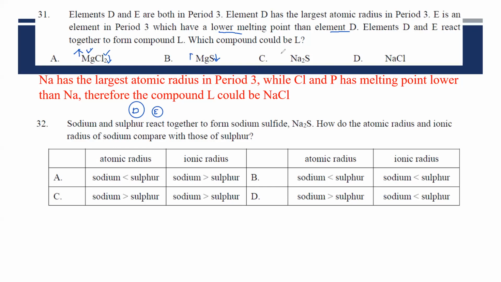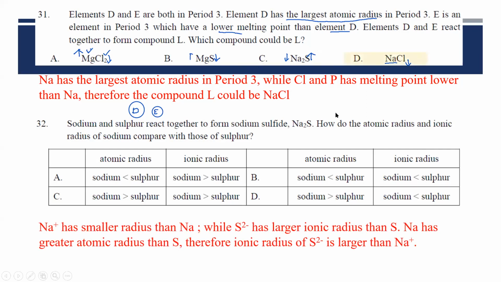And then as for C, sodium has a lower melting point than sulfur. And finally D, the largest atomic radius, the question already said largest, so it must be sodium. Furthermore, chlorine has a lower melting point, so the best one that describes the whole description is D. Okay, so that is for 31.